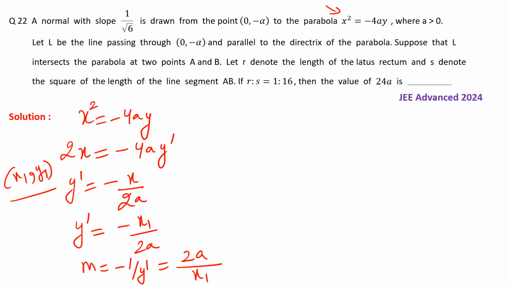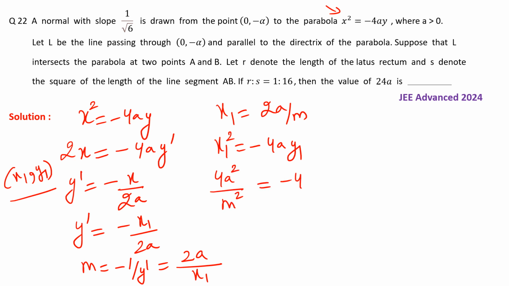Right? Now students, we have got the value of m as 2a upon x1. So that means x1 is equal to 2a upon m. Now since the point (x1, y1) is located on the parabola, it must satisfy its equation. So hence I can say x1² = -4a y1. Now just put the value of x1 as 2a upon m in this equation. So you will be getting 4a² upon m² = -4a y1. So from here we get the value of y1 as -a upon m².